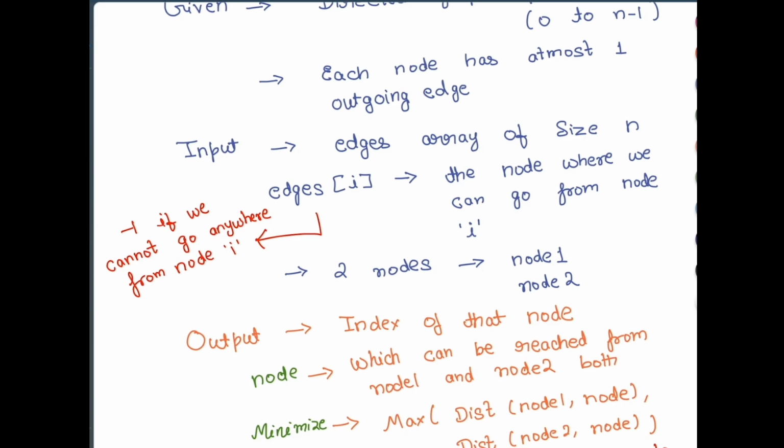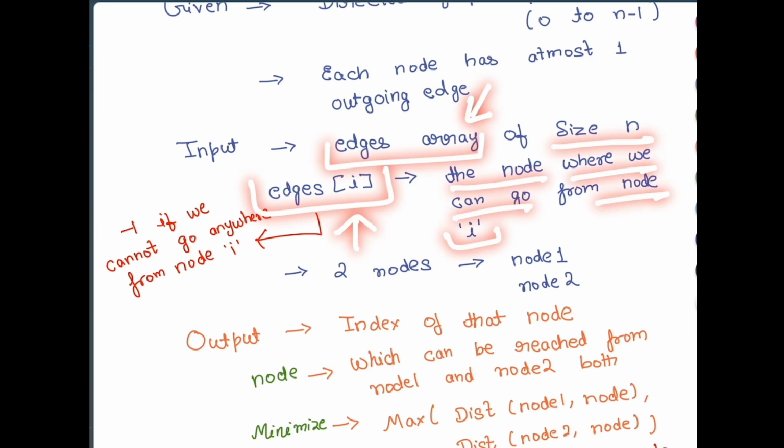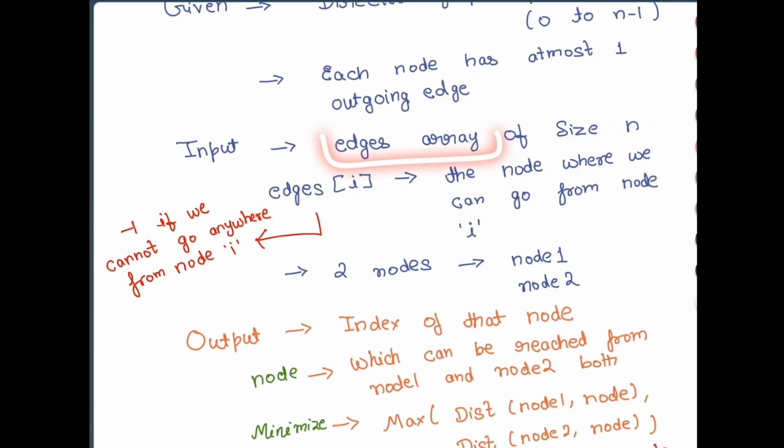The given input in the problem is an edges array of size n, and in this particular array, every element at index i denotes the node where we can go from the node i. It means that we have an edges array of size n, where n is the number of nodes in our graph, and for every node at index i, so basically the index is the node number, because the nodes are from 0 to n minus 1. So for every node, edges of i tells which other node we can go to from node number i. And there is one more thing which is given, that the value of edges of i is going to be minus 1 if we cannot go anywhere from the node i.